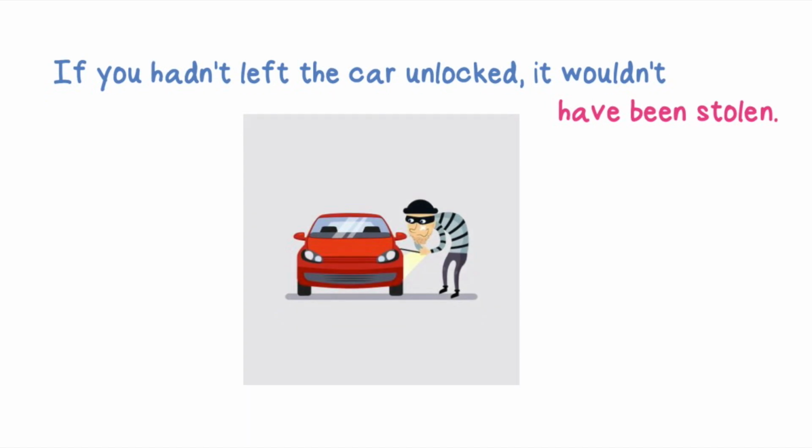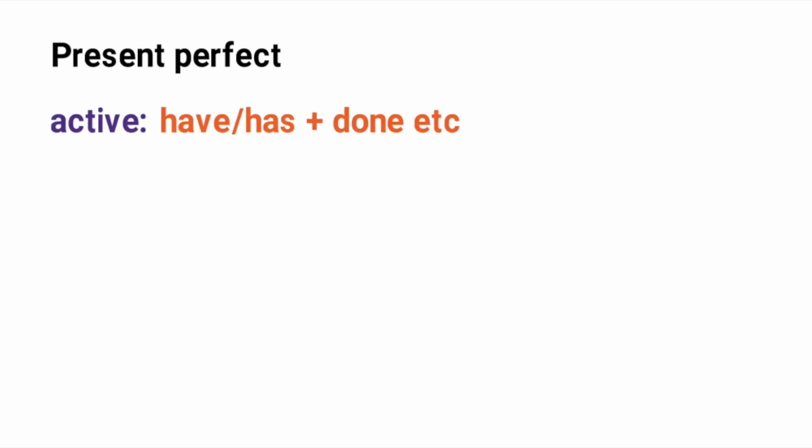Okay, so now let's look at the present perfect. The active form is have or has plus the past participle. Remember, the present perfect is when an action started in the past but has a result in the present. If you want more information on that, then click the link above now to see another of my videos on the present perfect in more detail.